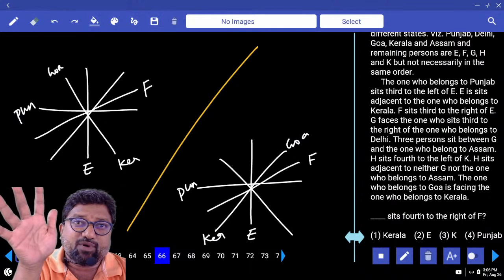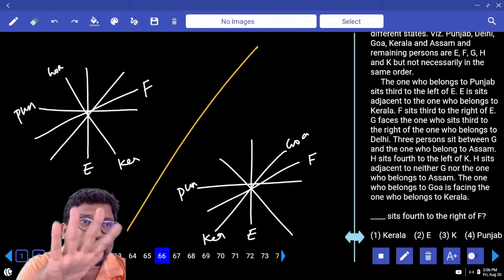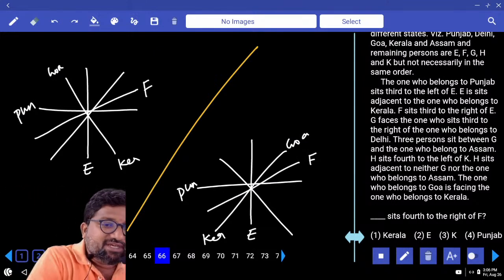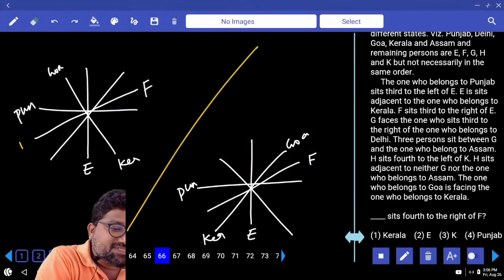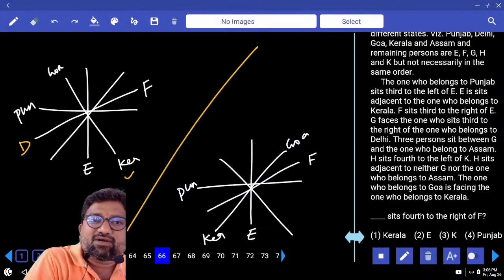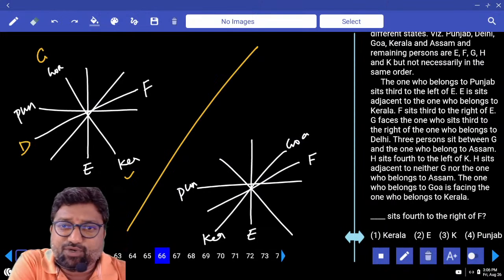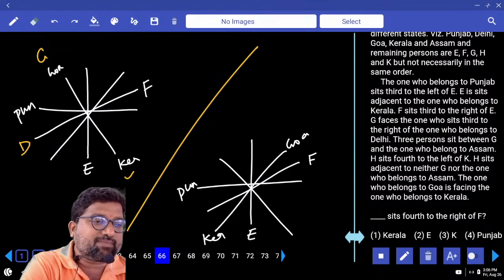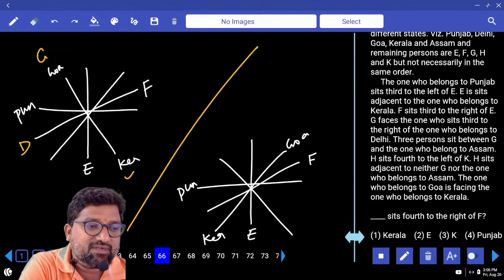But what is that one important point many students miss out from this clue, that I'll teach you now. If I fix D here, third right of D is what? Kerala. Opposite should be G. Is it possible? No way, because that place is already occupied by the person from Goa.